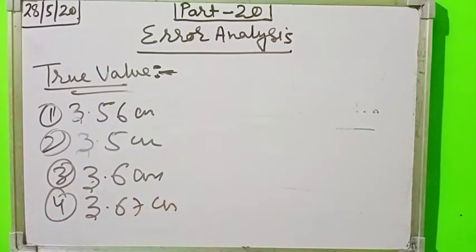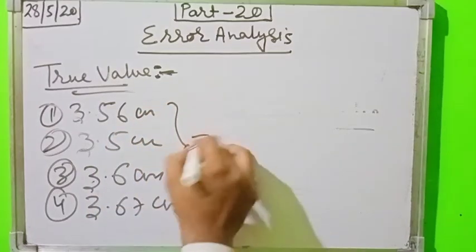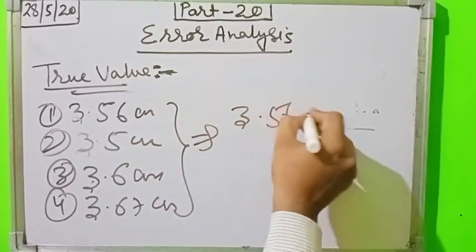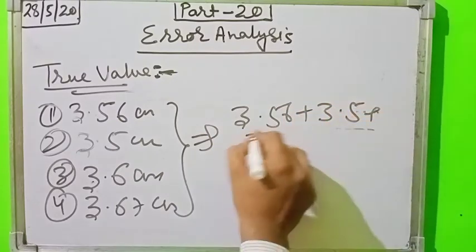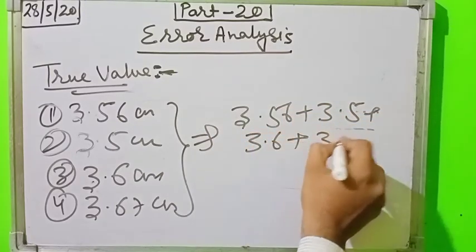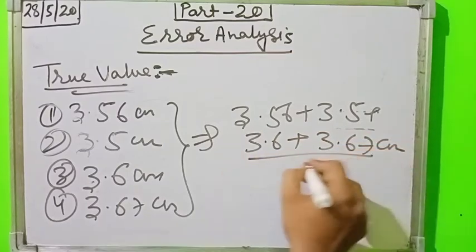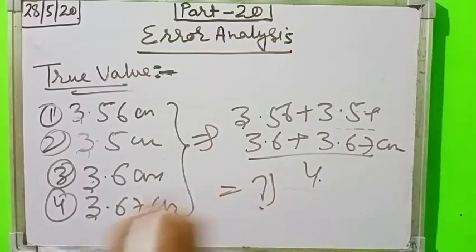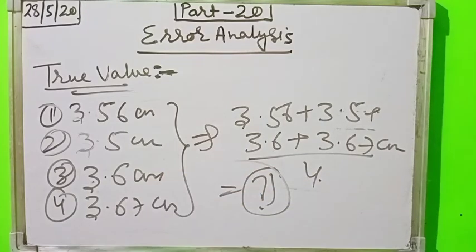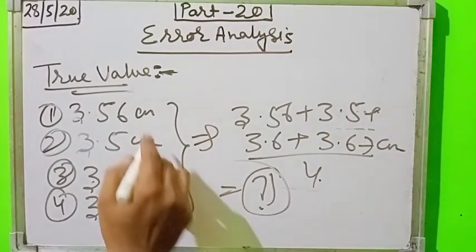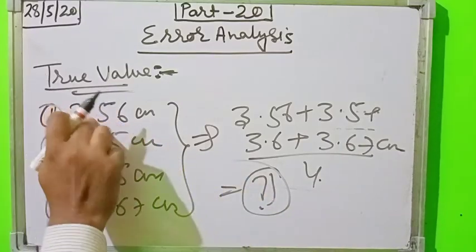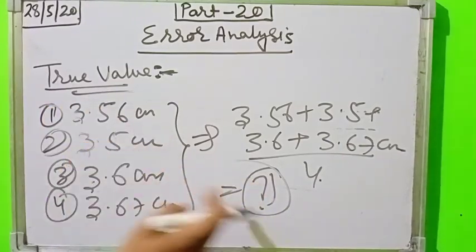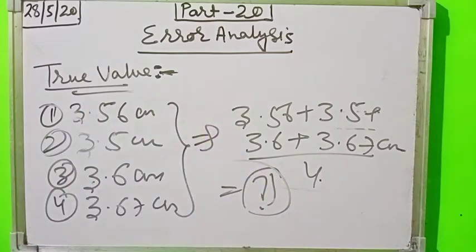Now for getting the true value, you have to take the average of 3.56 centimeter plus 3.5 centimeter plus 3.6 centimeter plus 3.67 centimeter divided by 4, and whatever value you get is the true value. The difference of this value from the first value, second value, third value, is the error in all the measured quantities. So the average of all the measured values is the true value.